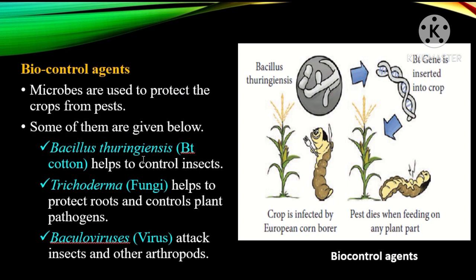And the second one is called Trichoderma. It's a type of fungus that helps protect roots and control plant pathogens. What is a pathogen? Disease-causing agents are usually called pathogens. And the third is called baculoviruses. What are baculoviruses? Viruses that affect insects and other arthropods. That is, it's a type of virus having DNA that infects only invertebrate animals, usually called baculoviruses. So these are the main important roles played by microorganisms in various fields.